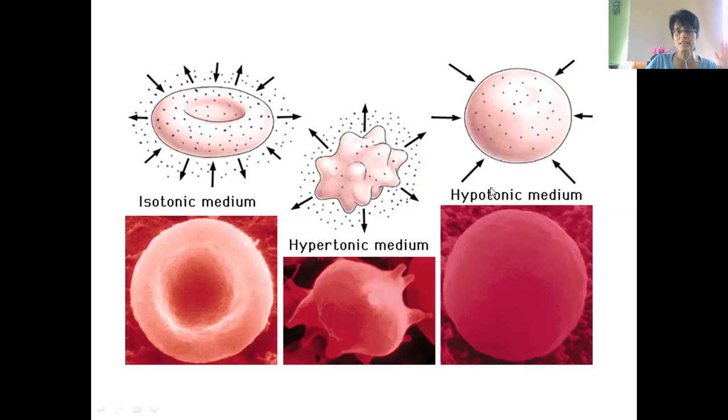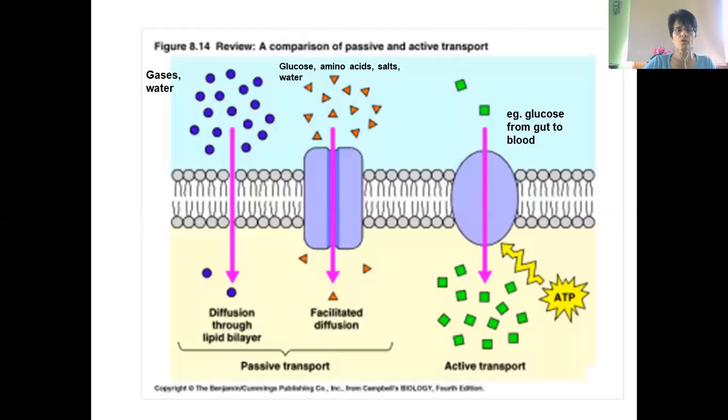Hypotonic, hypo means low, okay? So if the cells are placed in pure water, there's a hypotonic solution, so therefore more water molecules move into the cells and then they could swell up and burst. All right, now there's one more section that we have to discuss, something new, and that is called active transport.